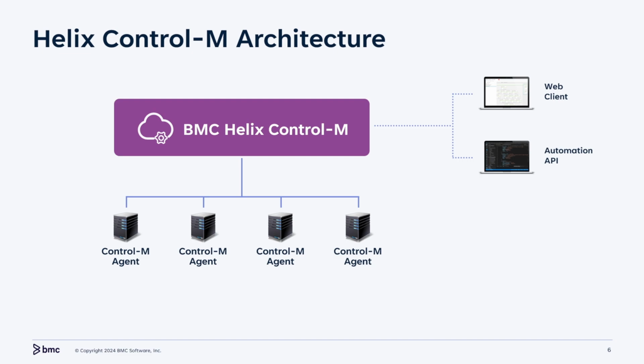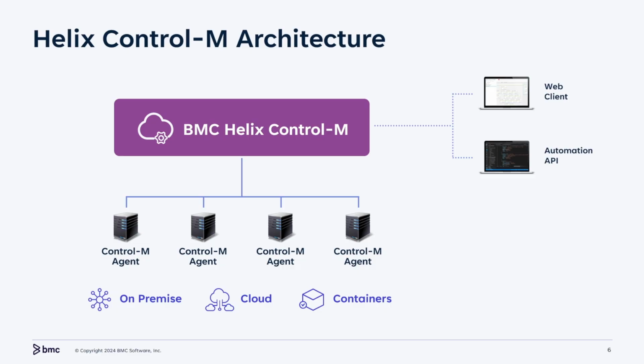Helix Control M keeps the same agent execution model, but moves the enterprise manager and the Control M server layer into a BMC managed SaaS tenant in the cloud. The Helix Control M tenant hosts the scheduling engine, the web client, and the automation API, and is operated and maintained by BMC.